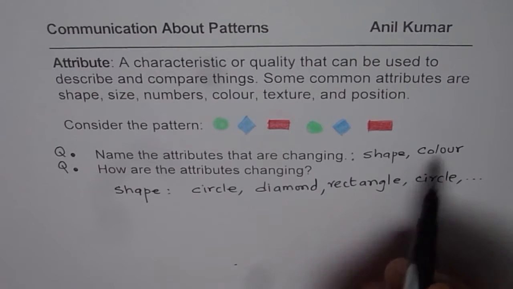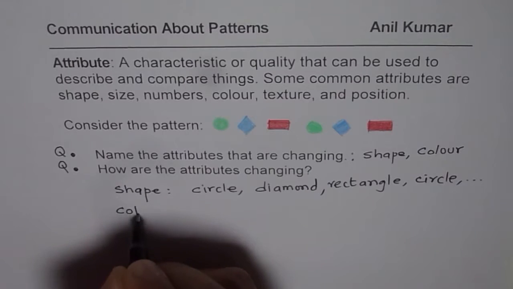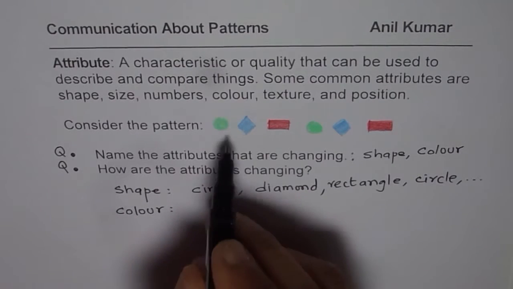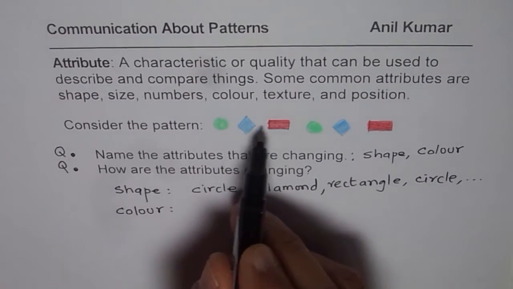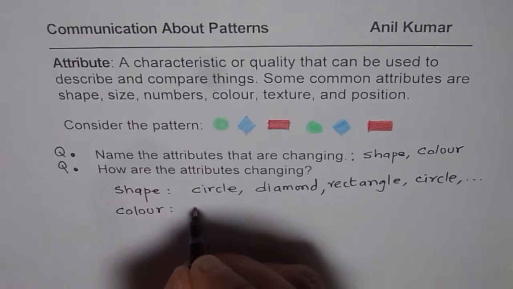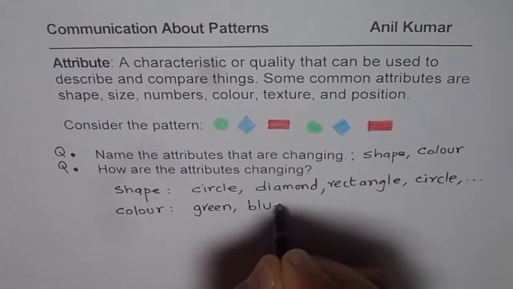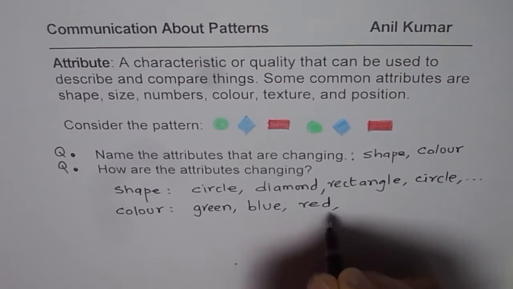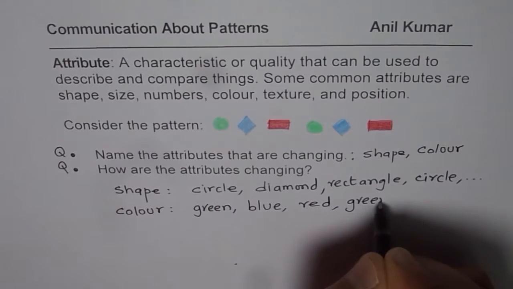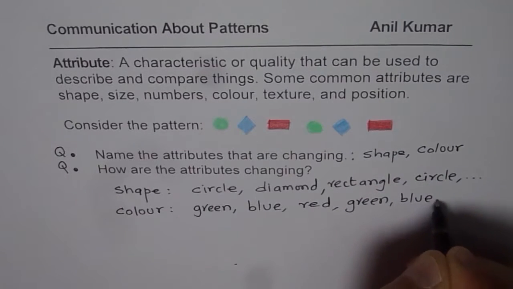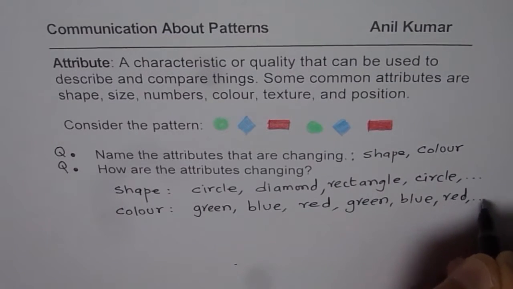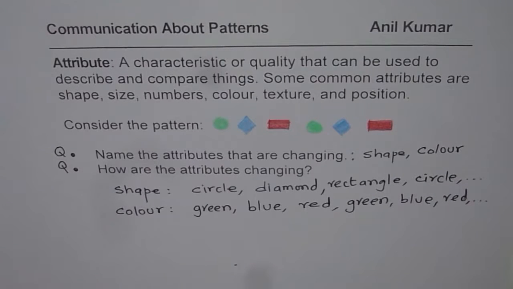Now let's describe the color. How is the color changing, right? So from color we can see it's green, blue, red, green, blue, red. So we can write this as green, blue, red. Then again we can write green, blue, red, and then three dots saying that this continues, correct? So that is how we describe change in attribute. I hope that part is clear, right?